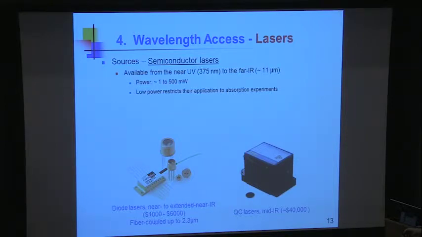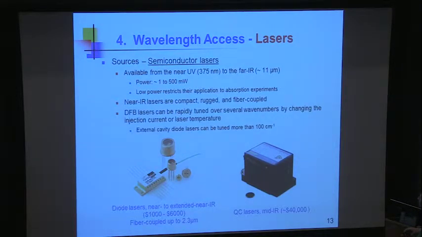You buy these things from around 400 nanometers out. As you go out in wavelength, the photon energies are smaller, and it becomes a materials science problem how to do this. Low power is fine for absorption experiments. It's frequently not enough to do fluorescence. Lasers tend to be pretty compact and rugged, with good lifetime. They can be tuned over multiple wave numbers by changing the current or the temperature. Usually you fix the temperature and ramp the current. The newest external cavity lasers, that's the geometry, can be tuned about 100 wave numbers.